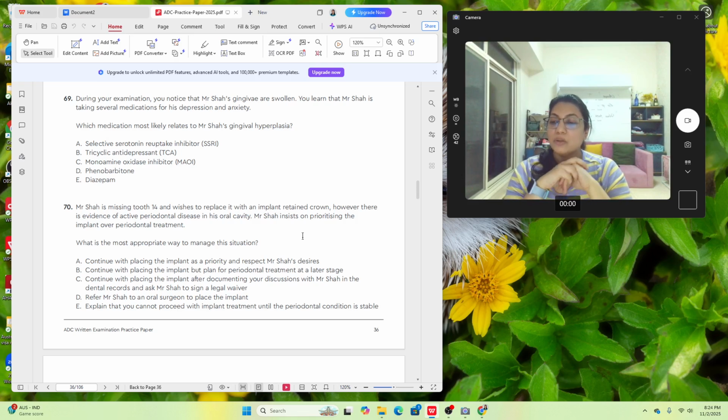So the only option that is correct is explain that you cannot proceed with implant treatment until the periodontal condition is stable. Understood? So this has to be very clear. You should not proceed no matter how tempting an offer the patient gives you to place an implant. What is wrong is wrong. Understood? So very important question.